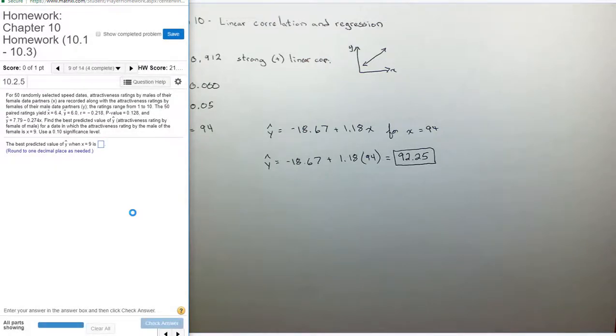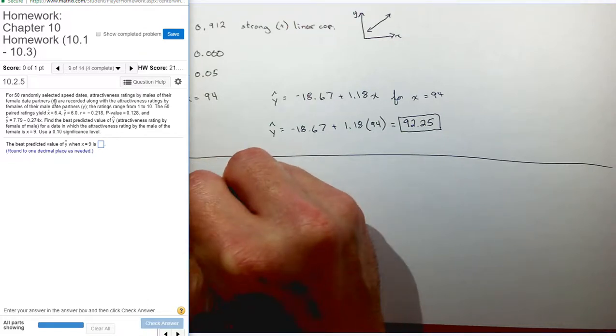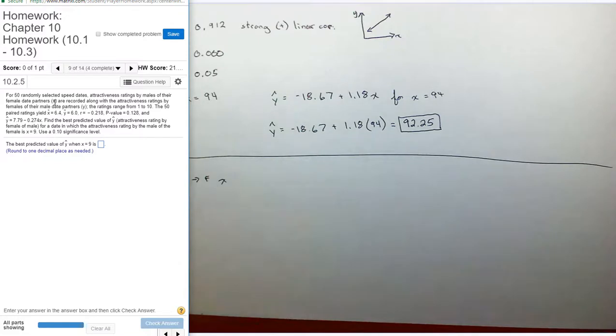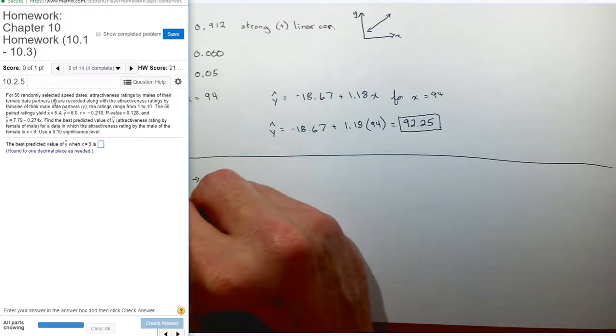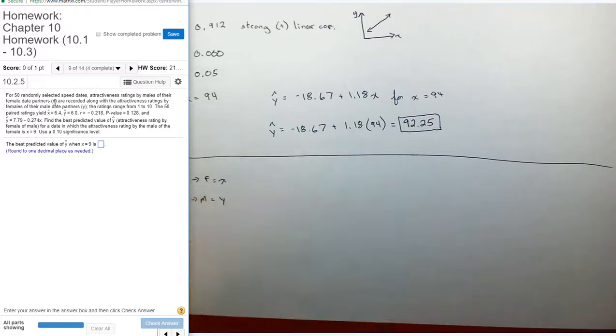One other question. For 50 randomly selected speed dates, the attractiveness rating by males of their female date partners, that's X. So we're looking at the male rating the female as being X. And then the female rating the male is going to be my Y. The ratings are from 1 to 10, and then the 50 paired ratings yield these values.